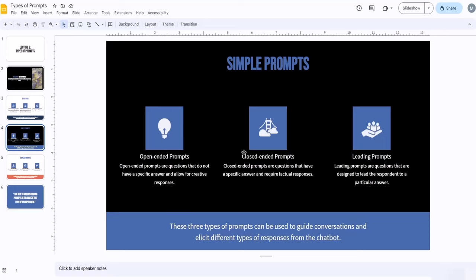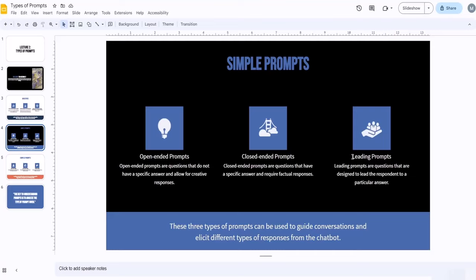A closed-ended prompt doesn't give ChatGPT much creative freedom, because it will answer with yes, no, or maybe with the fact. And of course, after that, it will go even deeper and explain the concept you're talking about, but it's still a closed-ended prompt because it didn't give ChatGPT lots of creative freedom, so the outcome is quite predictable.